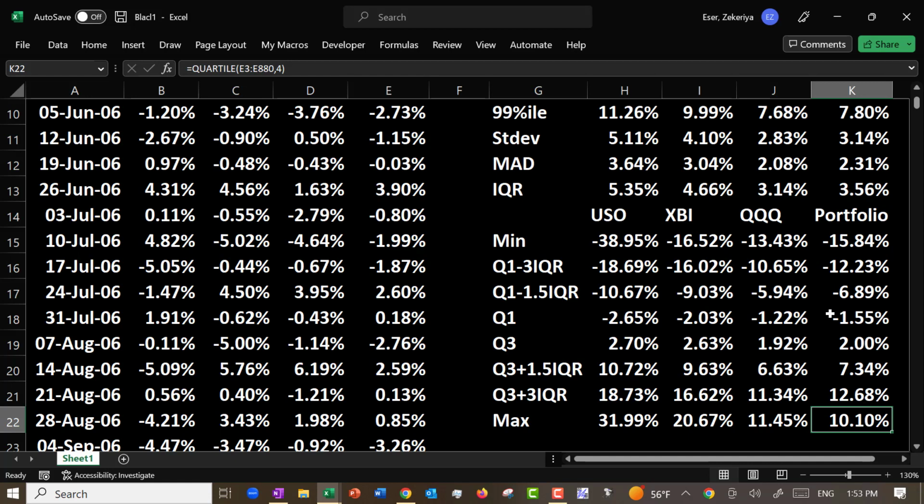So sometimes when you actually form portfolios, even though each of these has quite a bit of outliers, the portfolio itself doesn't have any. Remember, this max is actually lower than Q3 plus 3 IQR. That means there are no data points above that. You still have some on the left-hand side. That's kind of common in asset prices.